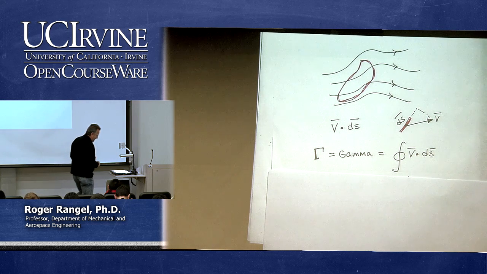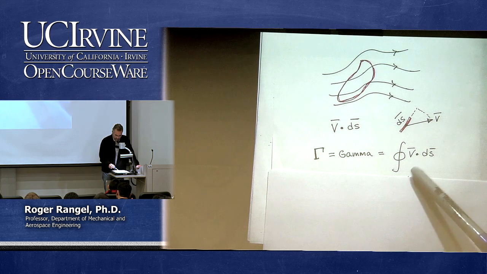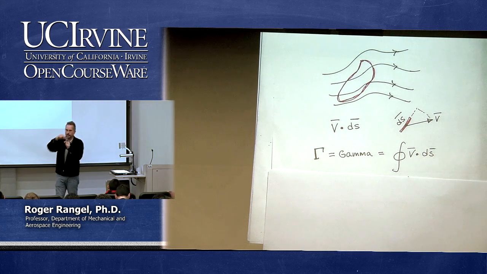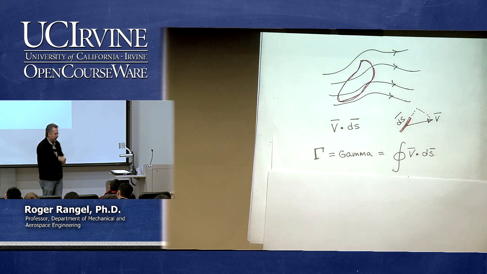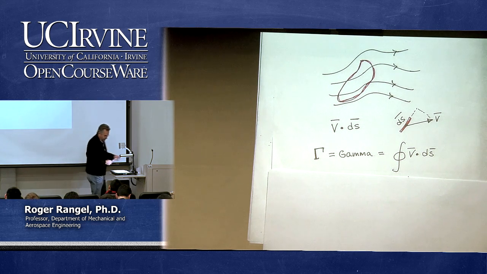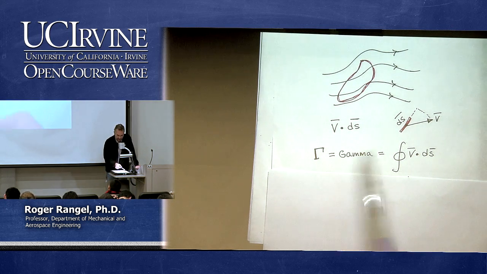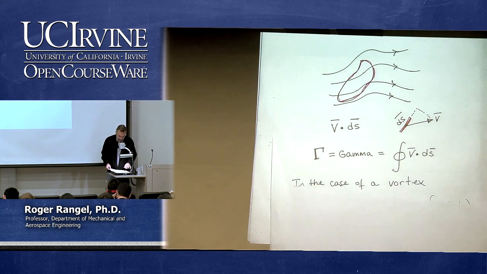Then of course what I have is a loop integral of v dot ds. When I go back to the starting point, if I get a value that is not 0, then I found that around the loop that I drew, there is circulation. We call it gamma. So gamma is the circulation around any closed loop. So that's just the definition.